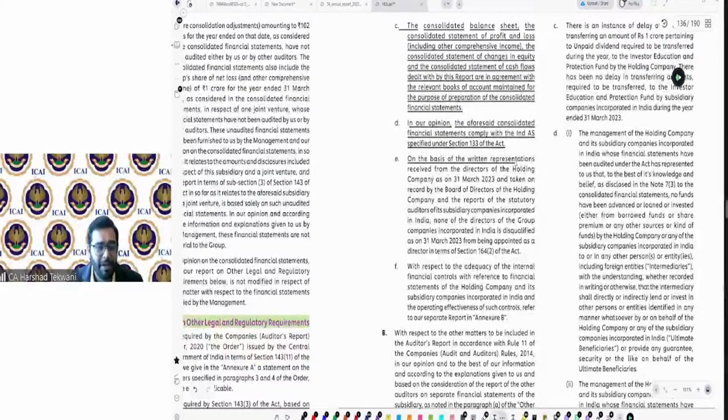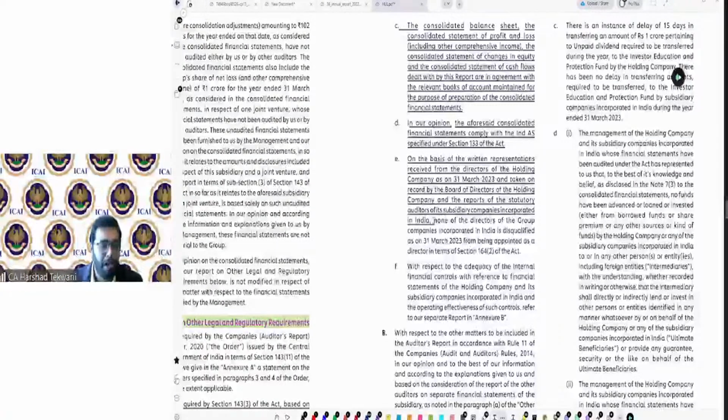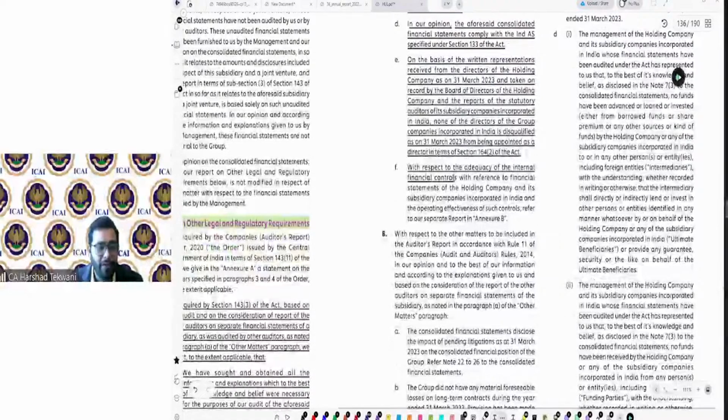On the basis of written representation received from the directors of holding company as on 31st March 2023 and taken on the record by the board of directors of holding company and the reports of statutory auditors of the subsidiary companies incorporated in India, none of the directors of the group companies incorporated in India is disqualified on 31st March 23 from being appointed as a director. And with respect to the adequacy of internal financial control with reference to financial statement of holding company and its subsidiaries incorporated in India and operating effectiveness of such control, refer to the separate report in Annexure B.